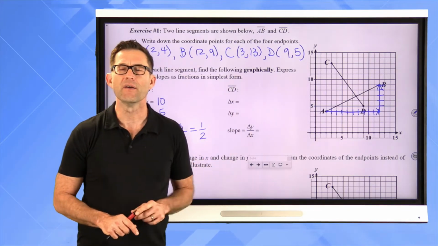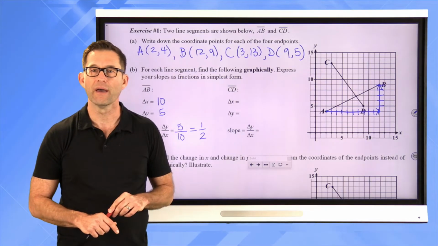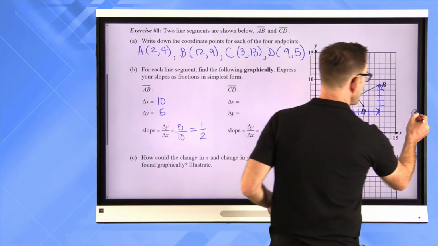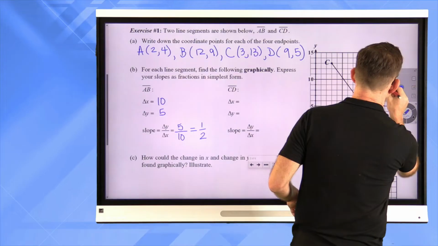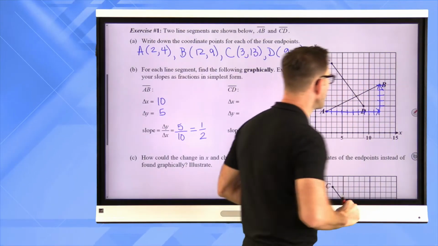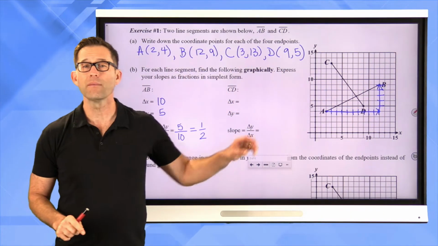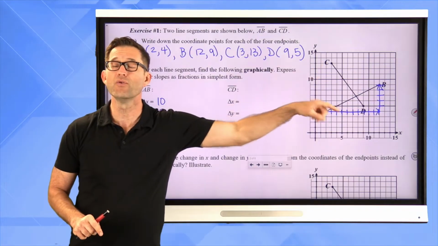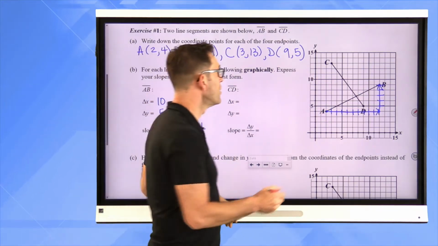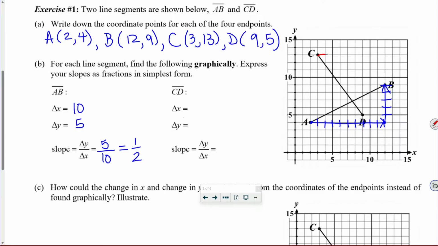Now, CD, that's a little bit trickier. And in fact, let me go over and change into red now just so that we can have a nicer contrast there. Now again, I'm going to be traveling from C to point D. So in that case, what's going to happen is I'm going to go like this.